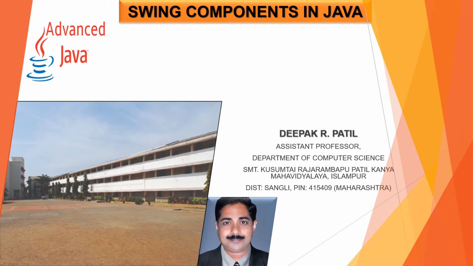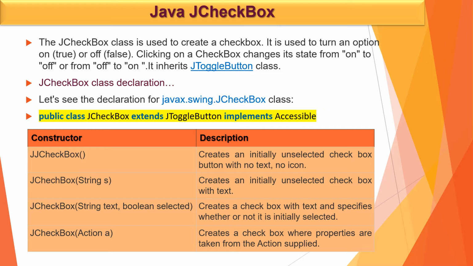Hello friends, let us discuss again about the swing components in Java. The next component is JCheckbox. The Java checkbox is used to create a checkbox, and it is used to turn an option on, that is true, or off, that is false. Clicking on a checkbox changes its state from on to off or from off to on.